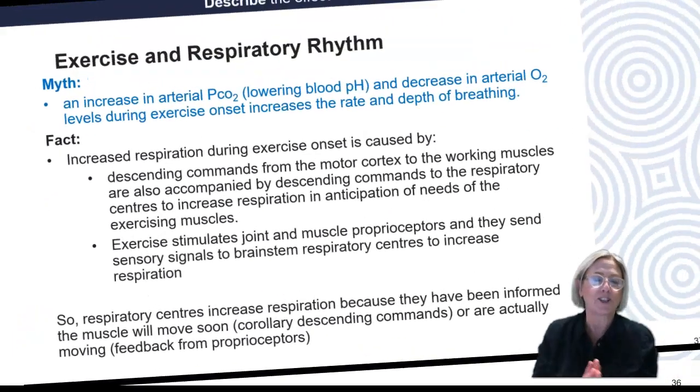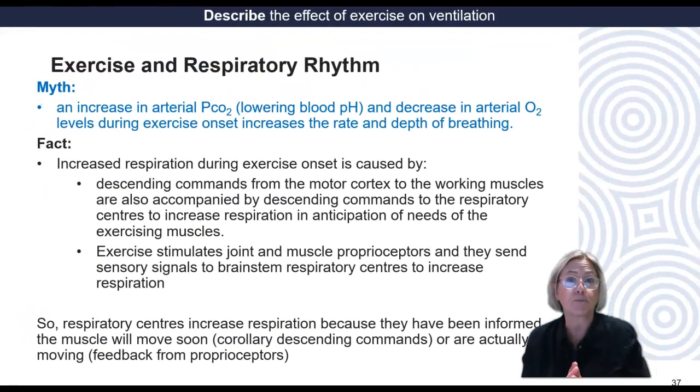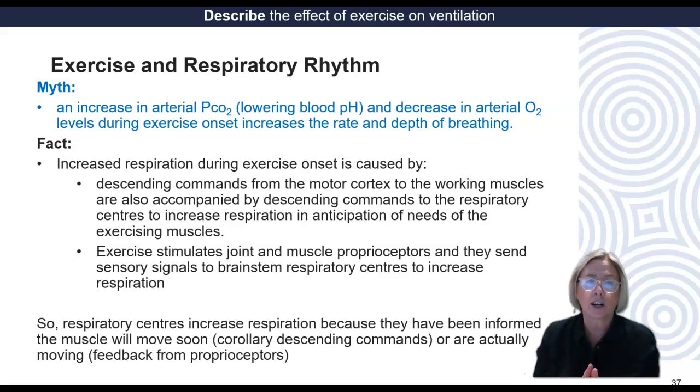And finally, everybody, just looking at exercise and respiratory rhythm and debunking a myth where an increase in arterial partial pressure of carbon dioxide, which lowers blood pH, and a decrease in arterial oxygen levels during exercise onset increases the rate and depth of breathing. However, the fact of the matter is that increased respiration during exercise onset is caused by the nervous system. So the descending commands from the motor cortex to the working skeletal muscles are also accompanied by descending commands to the respiratory centers to increase respiration in anticipation of the needs of exercising muscles.